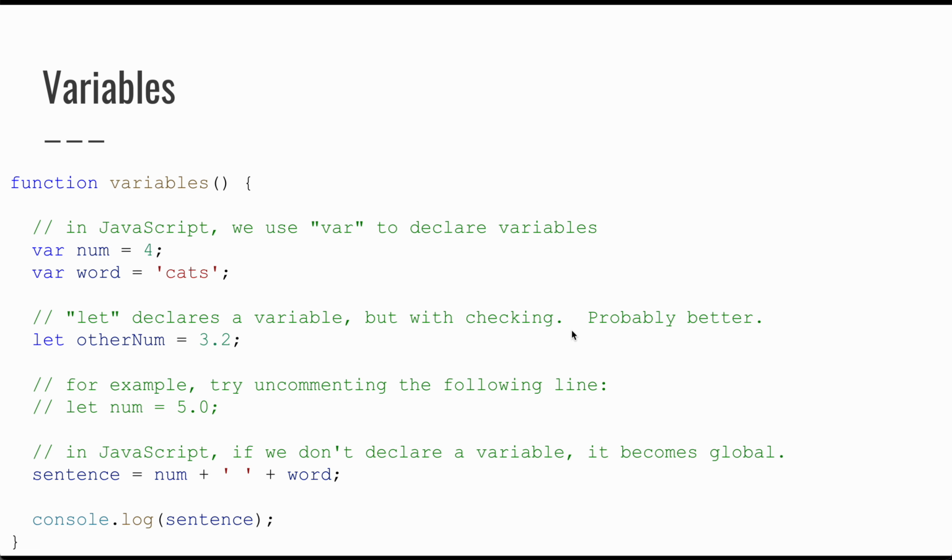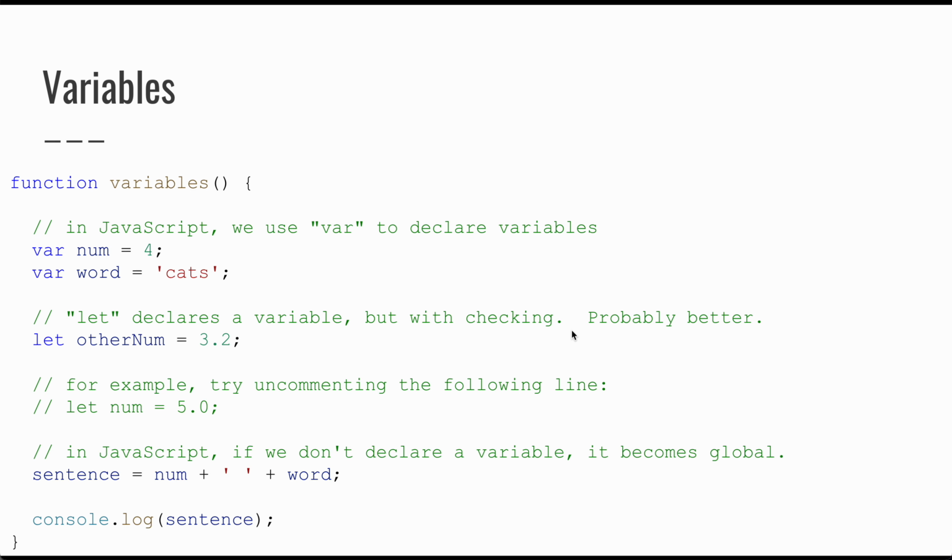And what let allows us to do is it checks to see if that variable has already been declared. And that's actually really important if you're writing a lot of JavaScript code, because it prevents you from overwriting the value of a previously used variable. So if we're using var variables, that checking doesn't actually happen. But if we were to uncomment this line here, let num equal 5.0, what would actually happen is you get an error saying that that variable has already been declared.